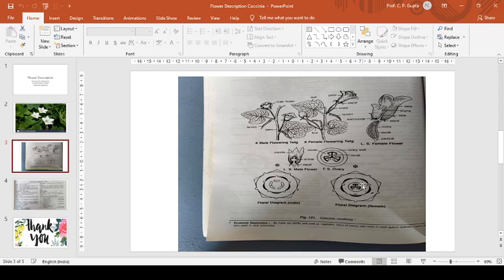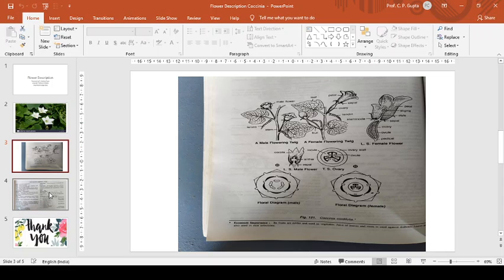Gynoecium is tricarpellary. Yes, ovary. It is syncarpous, inferior, unilocular but rarely trilocular. Many ovules arranged in parietal placentation. This is parietal placentation. Style terminates into a 3-fold stigma. This is LS of female flower. This is style, this is stigma, and this is inferior ovary. Fruit is pepo.